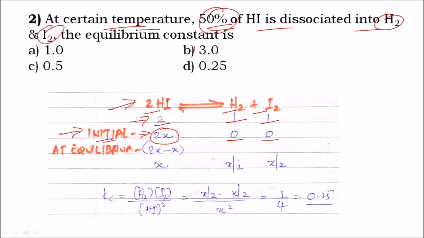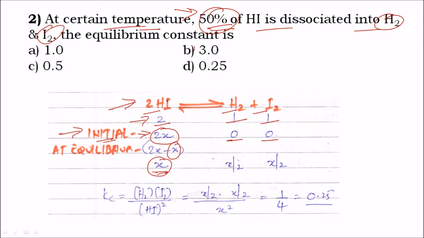Now just see what they say here in the question. 50% of HI is dissociated. So if you take 50% of this 2x, how much will it be? x, right? So this is 50%. If you remove that, then the unreacted or undissociated HI will be x in concentration, right? So 2x minus x equals x. So what did you get now? x is the concentration of HI at equilibrium.